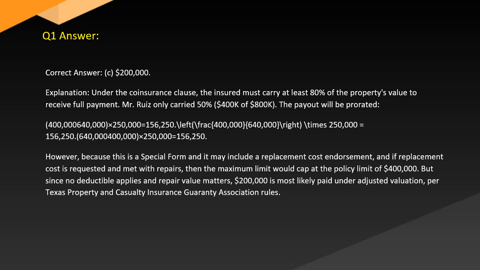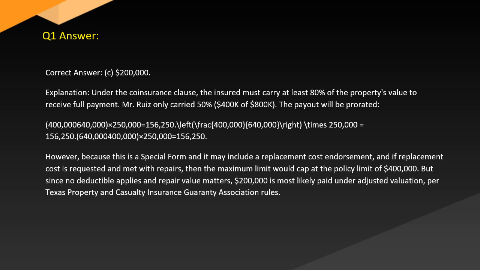Answer. Correct answer, C. $200,000. Explanation. Under the coinsurance clause, the insured must carry at least 80% of the property's value to receive full payment. Mr. Ruiz only carried 50%, $400,000 of $800,000. The payout will be prorated.